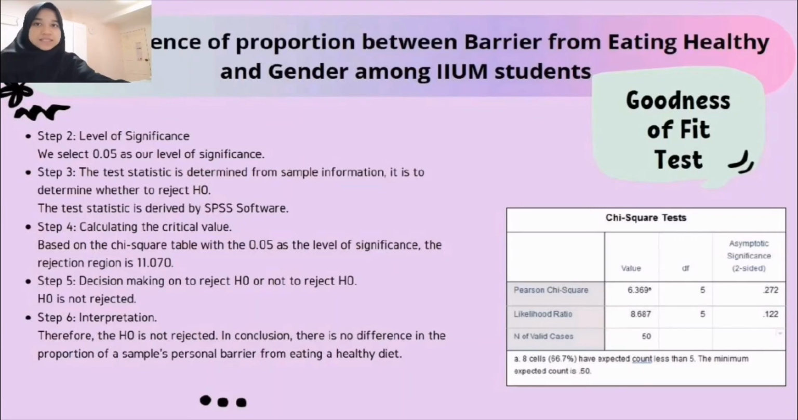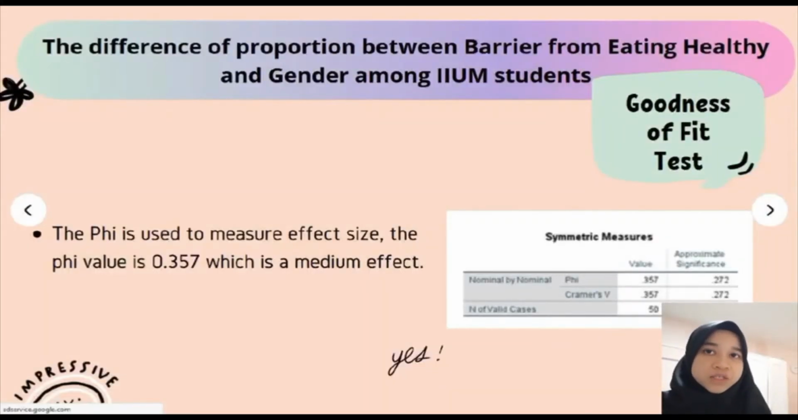And lastly, step 6, interpretation. Therefore, H null is not rejected. In conclusion, there is no difference in the proportion of a sample's personal barrier from eating a healthy diet. By the way, the phi is used to measure effect size. The phi value in this test is 0.357, which is a medium effect, as you can see from the slide.